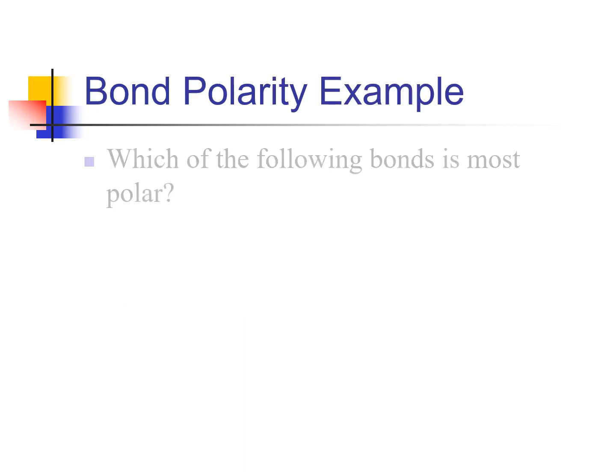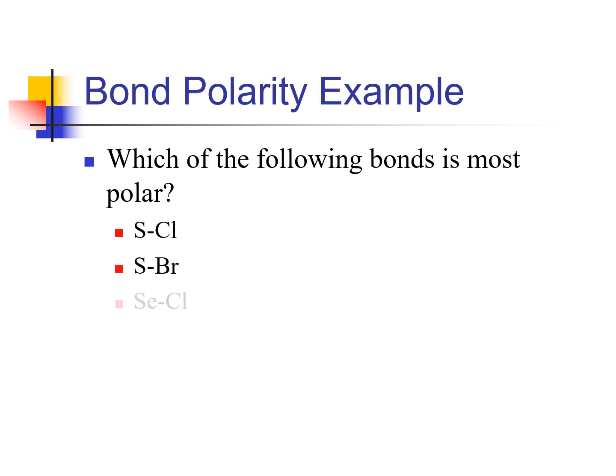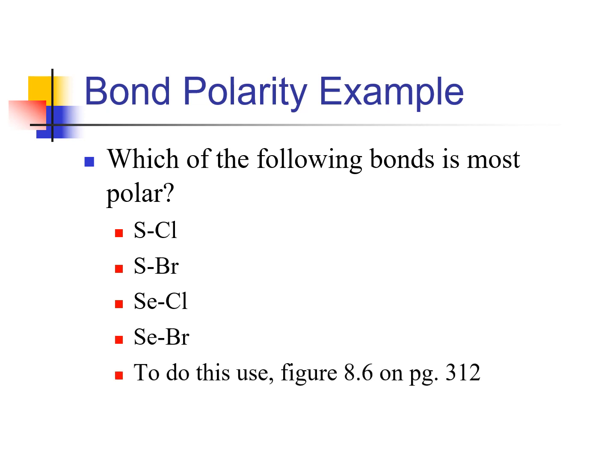So, another example of bond polarity. Which of the following bonds is most polar? We have S-Cl, S-Br, Se-Cl, and Se-Br. To do this, we're going to use Figure 8.6 on page 312 that has those electronegativity values. All you do is look up each element, subtract their electronegativities from each other, and whichever one has the biggest difference is the most polar.